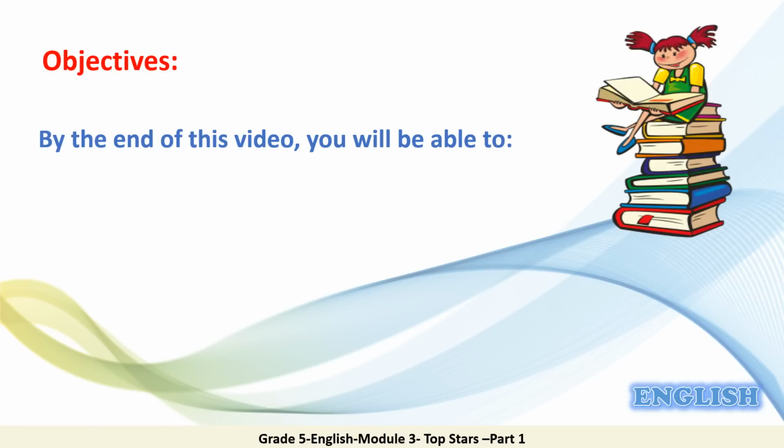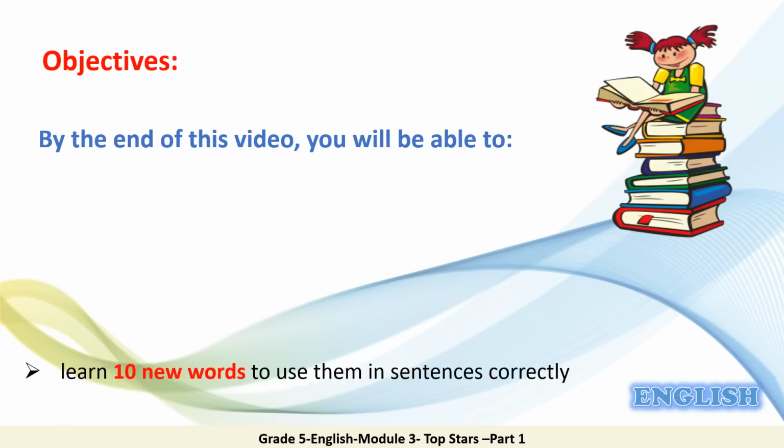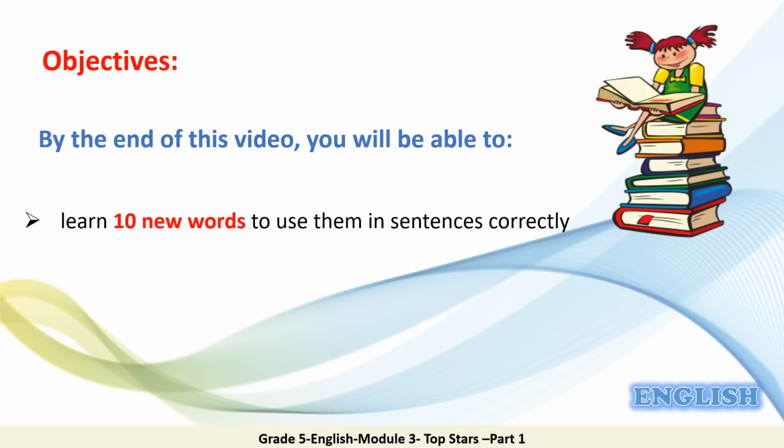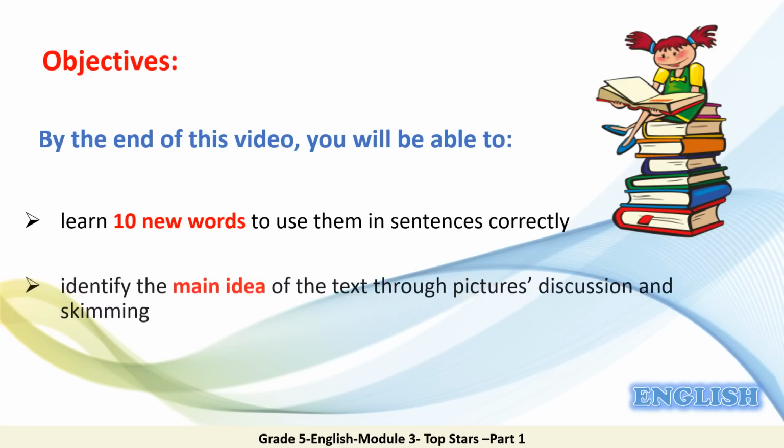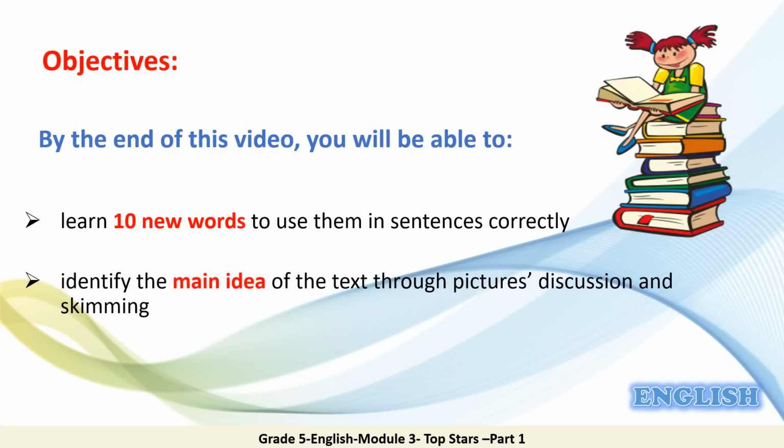Let's take a look at our objectives today. By the end of this video, you will be able to learn 10 new words and use them in sentences correctly. You will be able to identify the main idea of the text through pictures, discussion, and skimming. And finally, you will be able to locate specific details to complete 8 sentences.